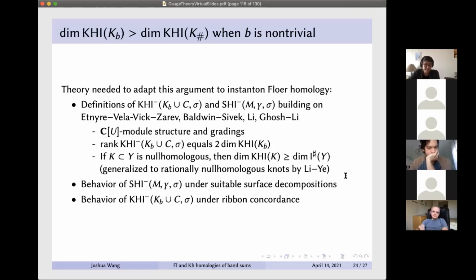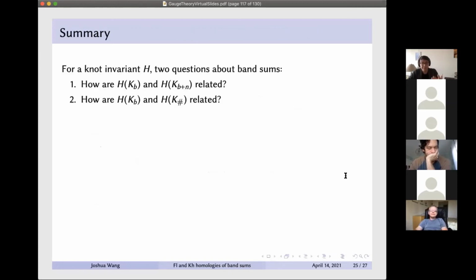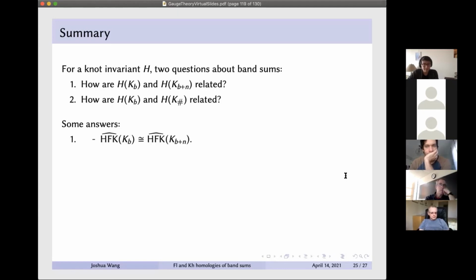Okay, so let me review. At the beginning of the talk, I posed two questions about band sums for any given knot invariant. And here are some of the answers from the talk. The first question is, how are H of KB and H of KB plus n related? If you add full twists, how does the invariant change? So knot floer homology doesn't change. Instanton knot floer homology doesn't change. But Khovanov homology changes as long as the band is non-trivial.